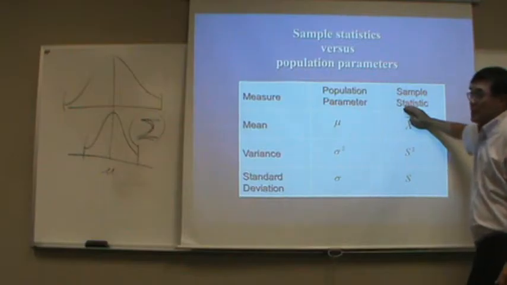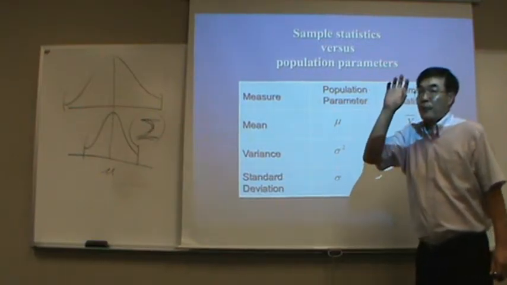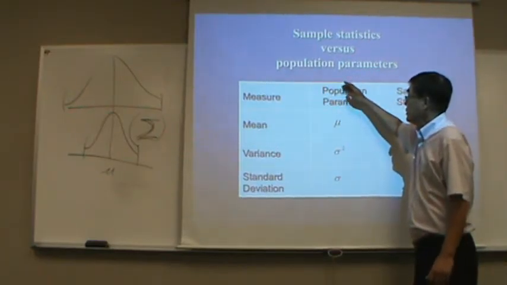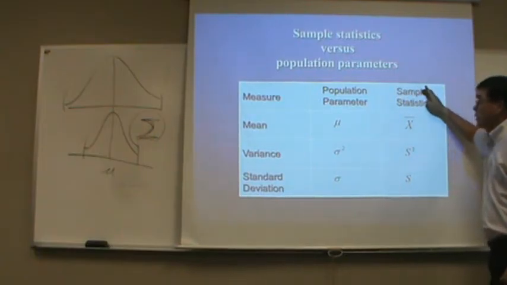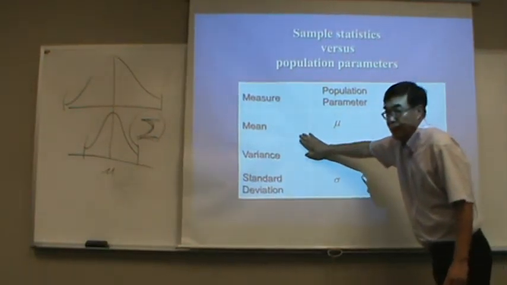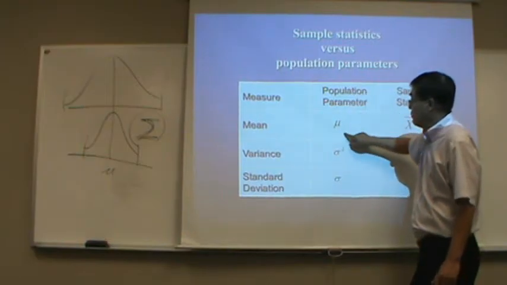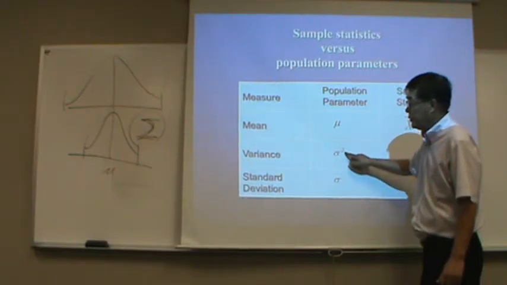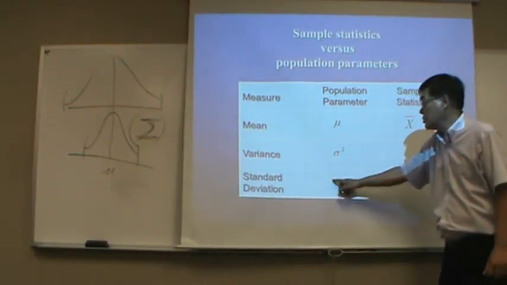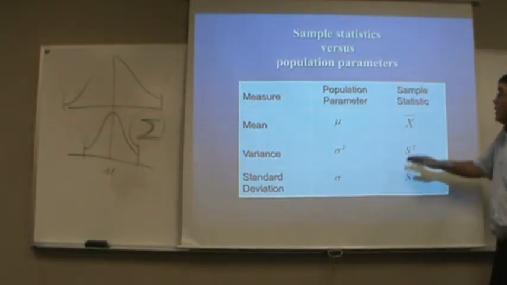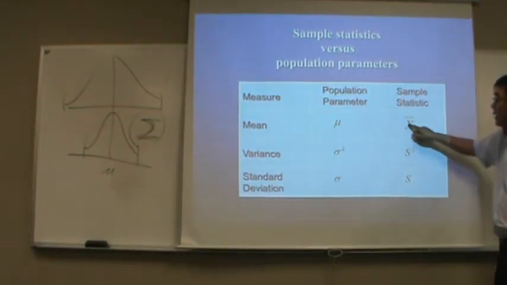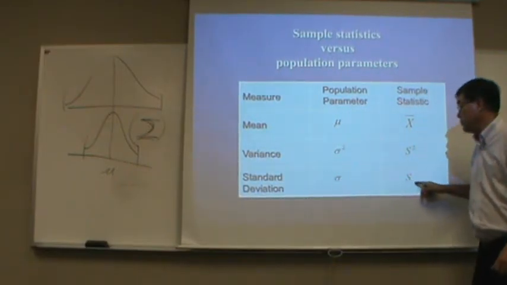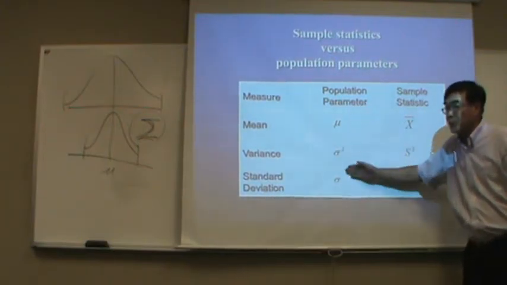Parameter and statistic. A number from a population is a parameter. A number from a sample is a statistic. Population mean is denoted by mu. Population variance, sigma squared. Population standard deviation, sigma. Sample mean, x bar. Sample variance, s squared. Sample standard deviation, s.